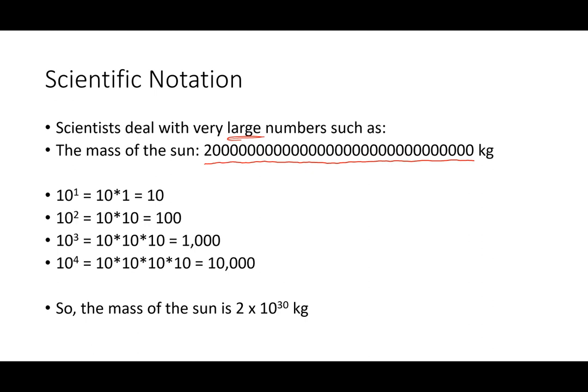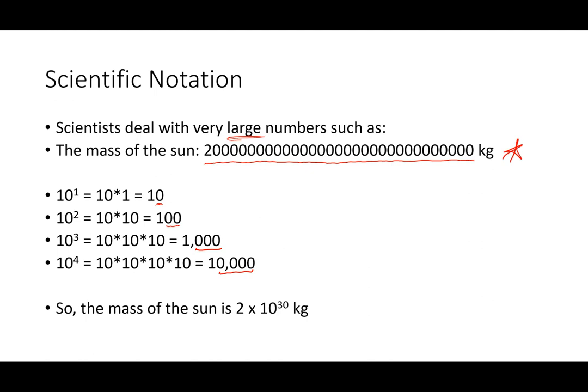Okay, so I hope that you see the pattern: the number the 10 is raised to is how many zeros you add to 1. So we have 10 to the first power, you have 1 zero to the right of 1. 10 to the second power, you have 2 zeros. 10 to the third power, you have 3 zeros. And 10 to the fourth power, you have a total of 4 zeros to the right of the 1.